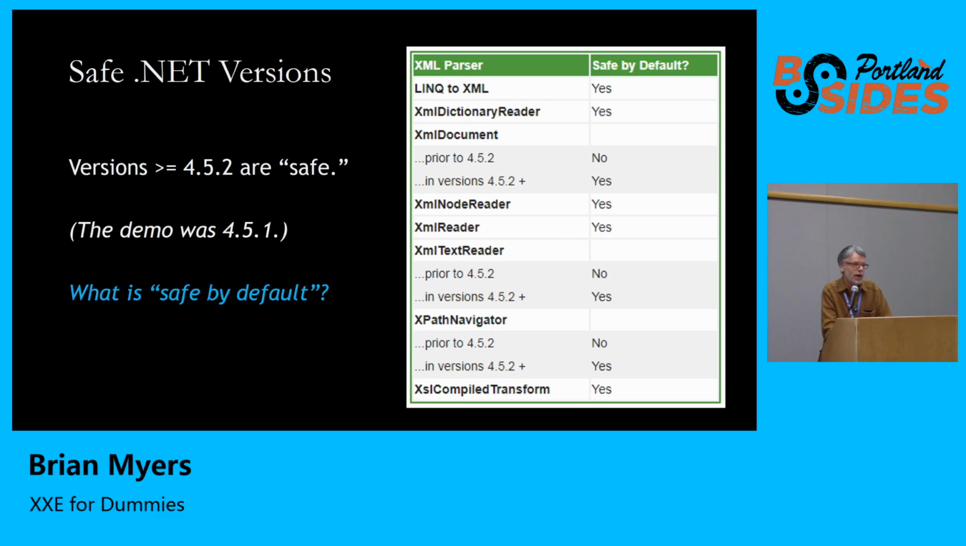What does safe by default mean? It means that the properties on the parser that allow the dangerous things are set to null or false by default. So if you want DTD in a version from 4.5.2 on, you have to explicitly turn it on. Before that, it was on by default.